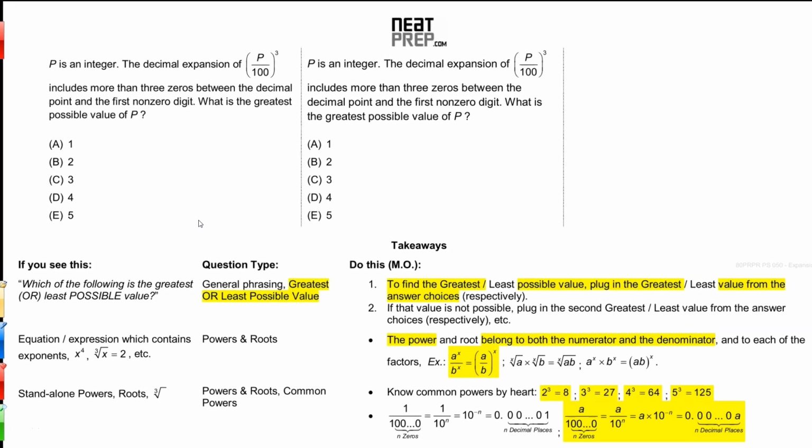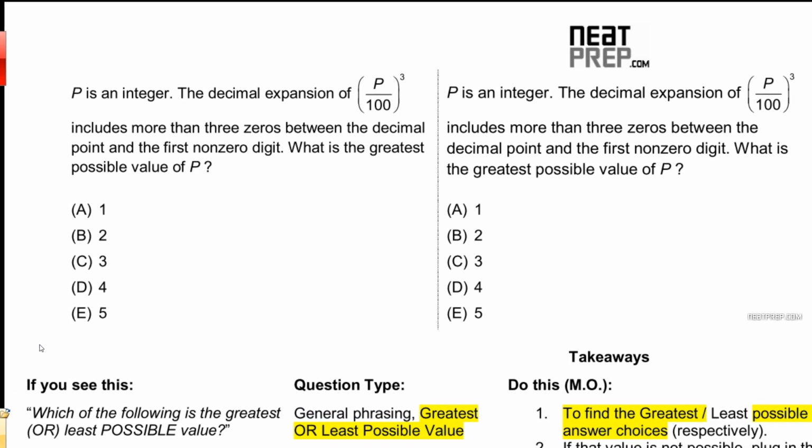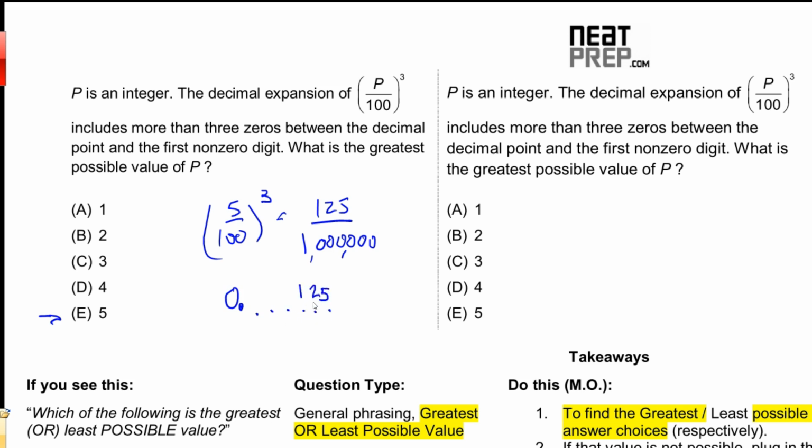Here's the real-time solution, assuming we know the right takeaways. Plugging in p equals 5 yields 5 over 100 cubed, which is 125 divided by 1000000. Since 1 million has exactly 6 zeros, the decimal expansion includes 6 decimal places ending in 125. So 0.000125. There are only 3 zeros here between the decimal point and the first non-zero digit. Therefore, p will have to be slightly smaller than 5. The correct answer choice is D.